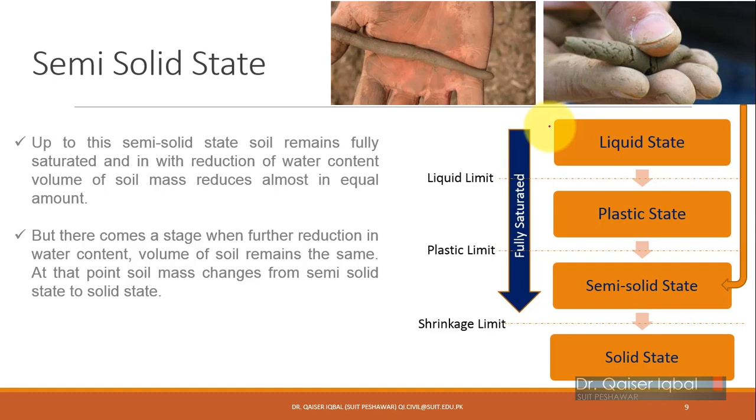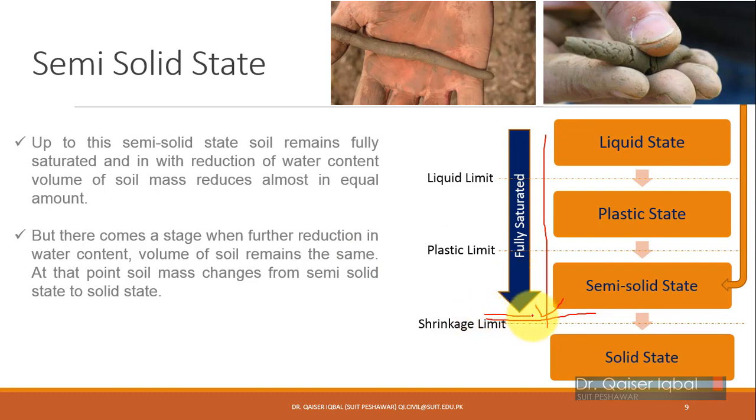So starting with the liquid limit and up to semi-solid state, all the soil is fully saturated, which means all the voids are full of moisture, of water. There are no air voids over here, okay. So if you are reducing the amount of water, it means you are reducing the volume of the soil sample, okay. So up to this point, up to semi-solid state, by reducing the moisture content, not only the state will be changed, but the volume of the soil will also be changed, okay, because the soil is fully saturated.